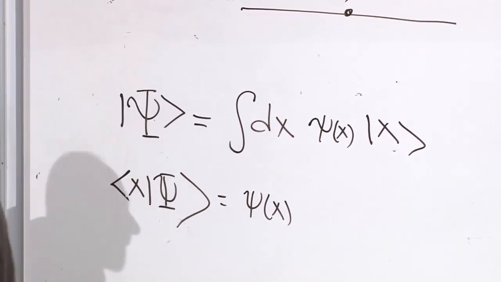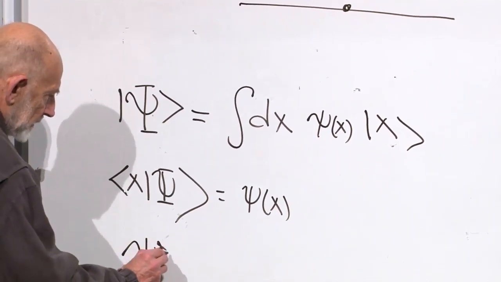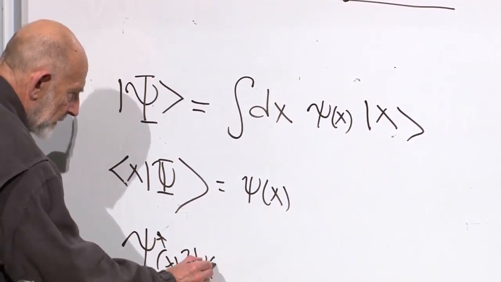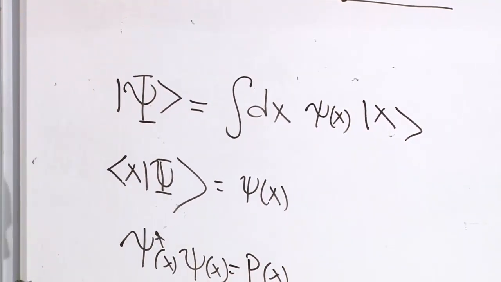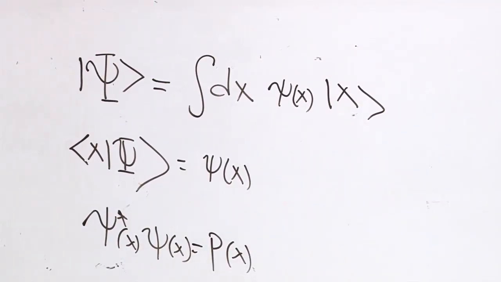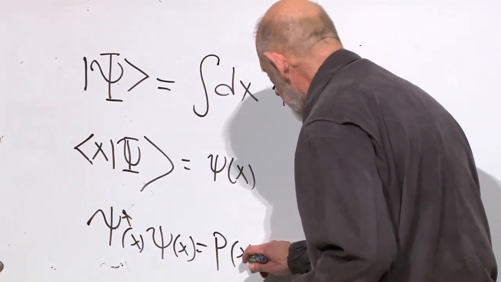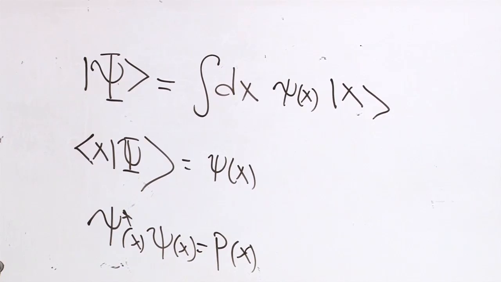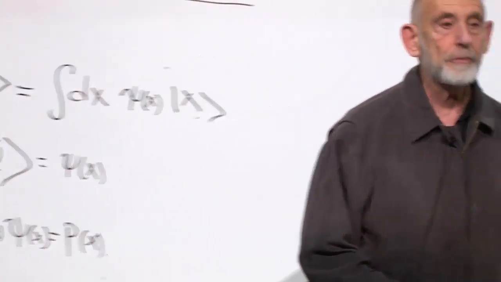That's psi of x. And secondly, psi star of x times psi of x is the probability that the particle be found at position x. Now, strictly speaking, we talked about it last time, you have to think of it as a probability density, a probability per unit interval in x, but you know how to take that into account. All right, so this is the basic framework of quantum mechanics just being repeated except for a continuous variable.